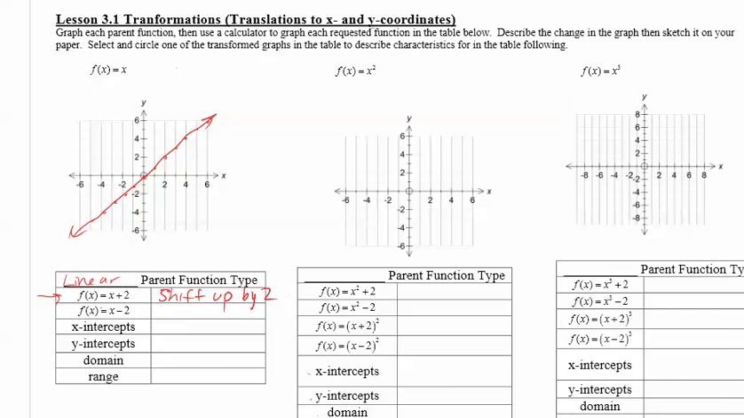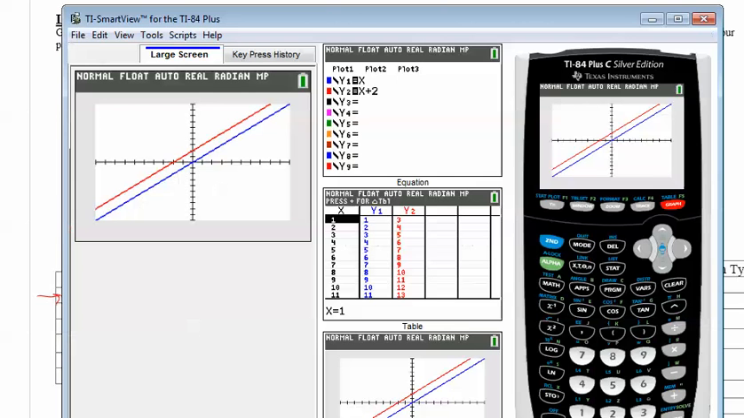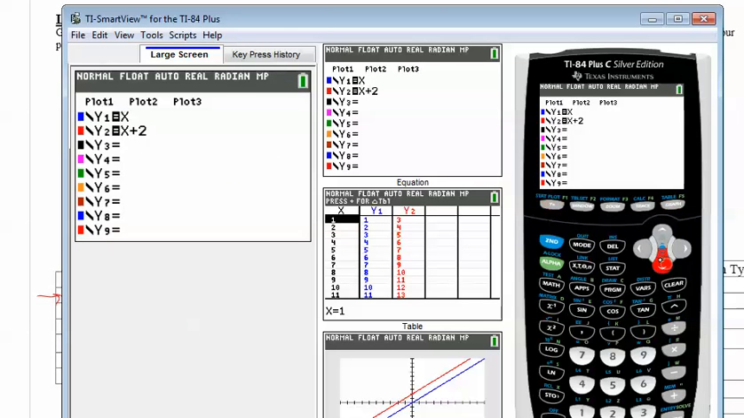Okay, so then now let's look at what happens when you shift down. So I'm going to come back, use my calculator, go to my y equals editor. I'm going to leave that parent function there, and I'm going to clear it out, and now I'm going to graph x minus 2.